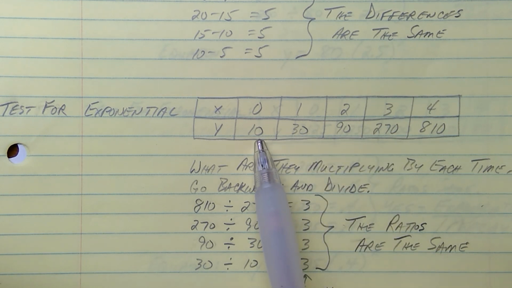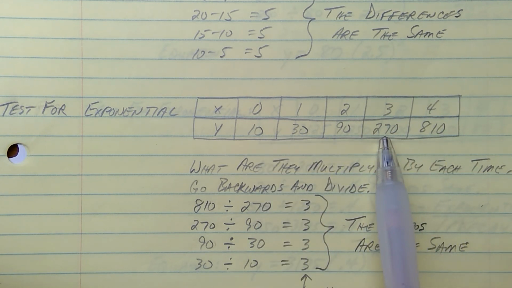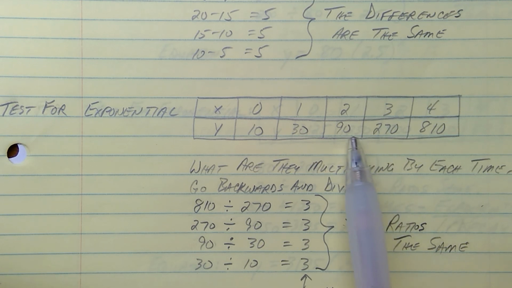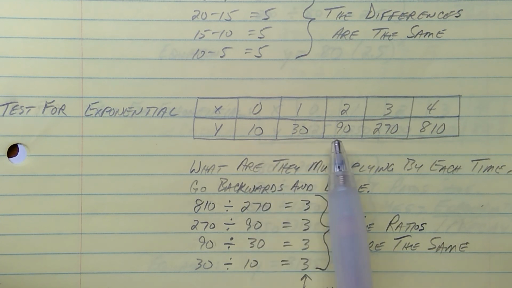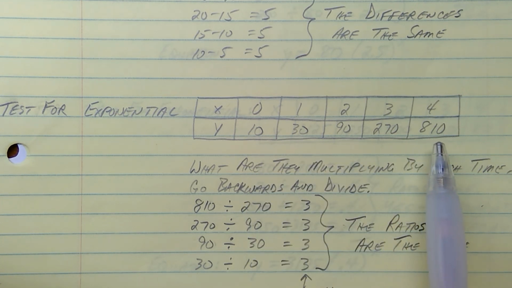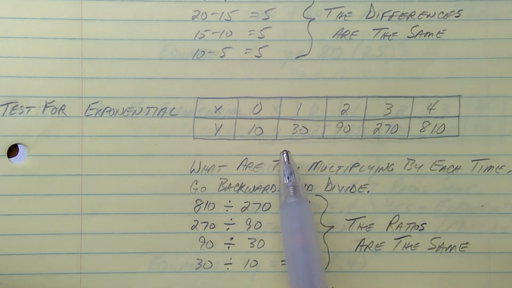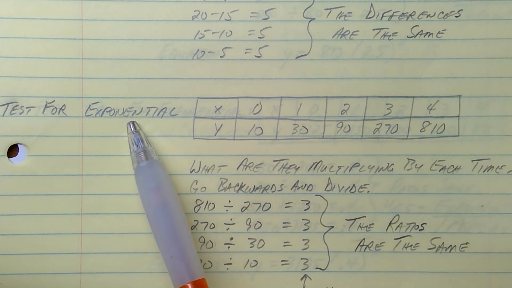Now, if I test it for linear, I start back here and I subtract and I get a huge number. 270 minus 90, that's 180. 90 minus 30 is 60. 30 minus 10 is 20. It's not linear at all. All of those differences are different. So something else is going on here. So I'm going to test for exponential.